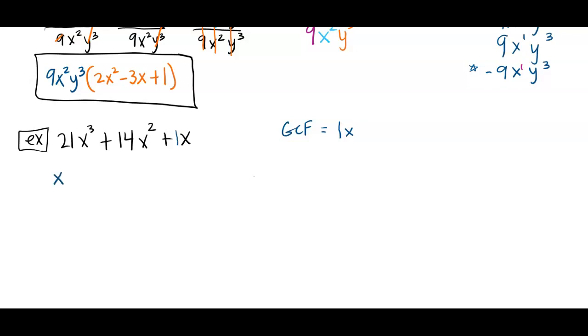So if I divide x out of everything here, if I divide this by x, I'm left with 21x squared. If I divide that second term by x, I get 14x. And then x divided by x is 1. So that whole thing together is my answer. Okay.